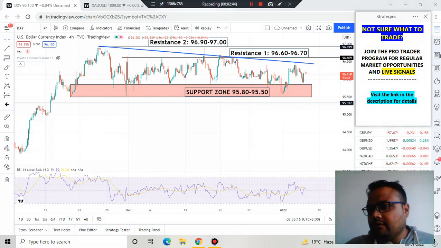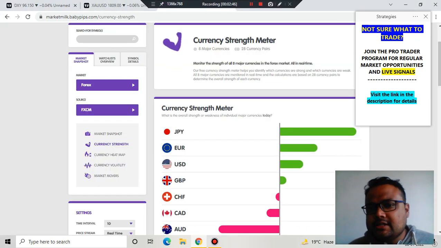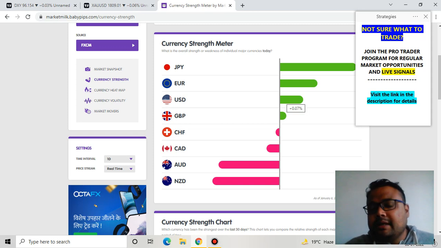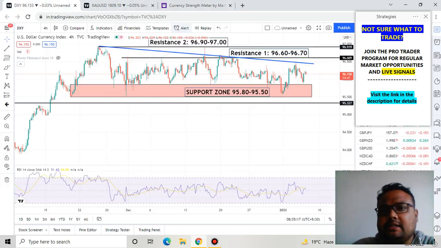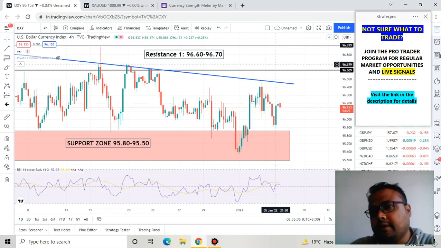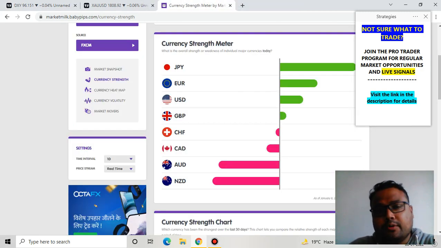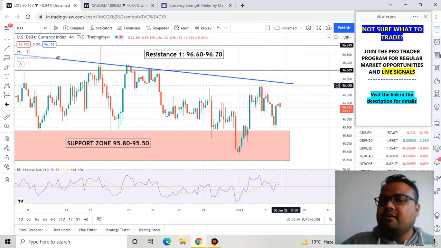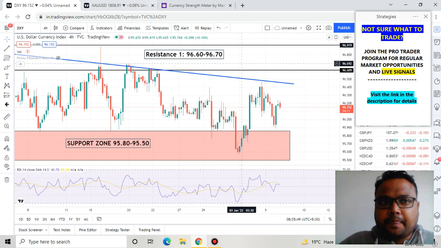But one more thing that I would like to show here is the currency strength meter. In the currency strength meter, you can see that USD is green. It means that USD is bullish today. Right now you can see that the dollar has formed a red candle, so there is a possibility of the dollar going up from here because the dollar looks bullish today. Just keep in mind, if the dollar goes up, we have three resistances, and once the market reverses from the resistance, there will be some good buying on gold.